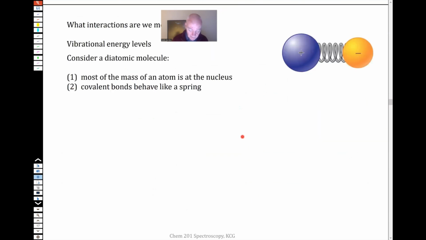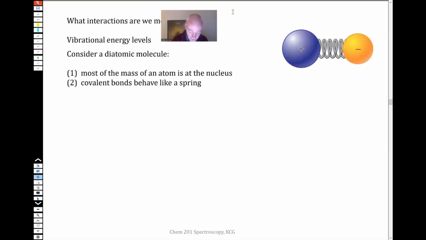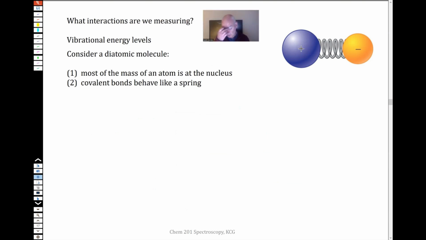So let's just think about what interactions we're actually measuring here. It's vibrational energy levels. They're all vibrational energy levels. And we can think of that as a diatomic. We can think of one atom here and another atom here. They're different. They have different masses. They're held together by some sort of force, a bit like a spring.